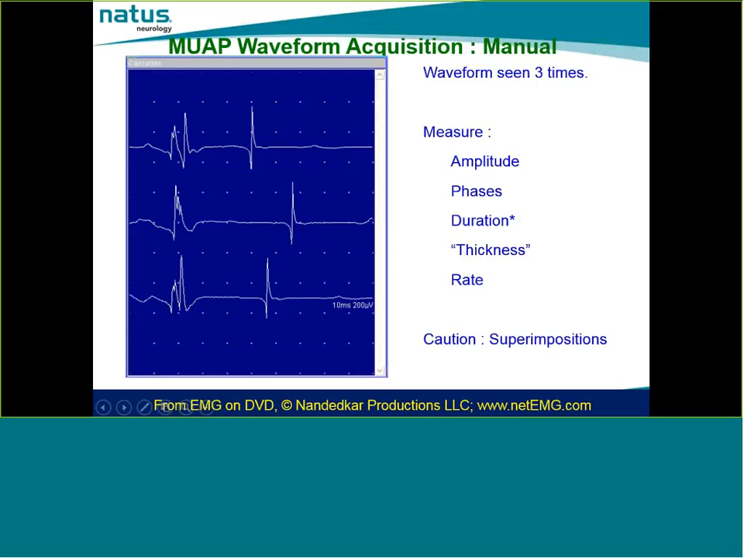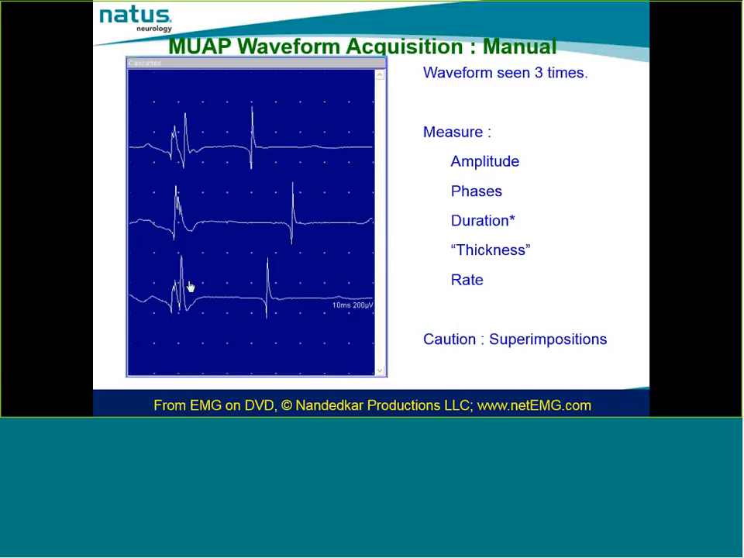How many motor unit potentials do you see over here? Well, the correct answer is 1. Here is a potential. I can see it here, here, and here. I have seen it 3 times. So that's a motor unit potential. If you look at the other waveforms, they are not repeating, so they cannot be considered as motor unit potentials.